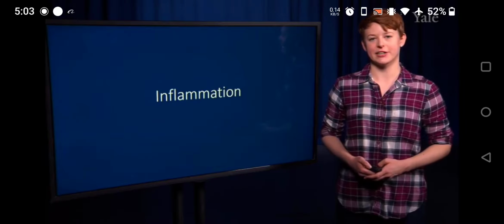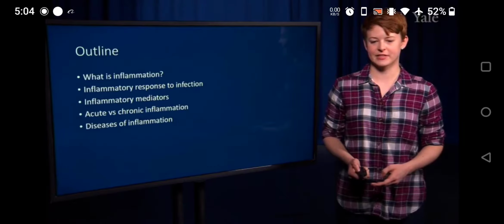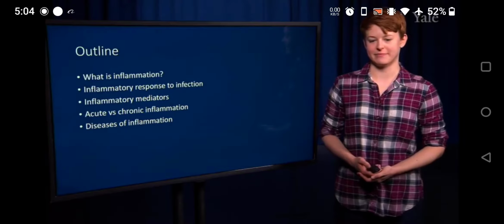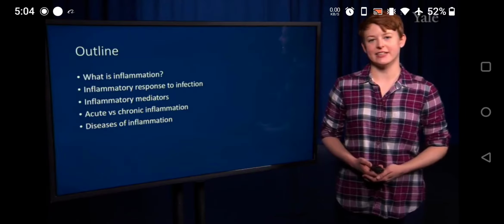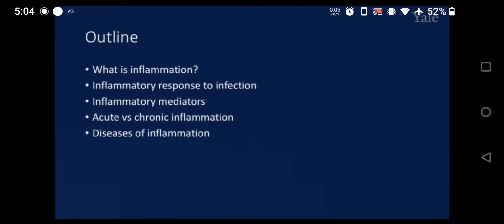So today we're going to start out discussing what is inflammation. And then we'll talk about the canonical inflammatory response that is most often discussed, which is the inflammatory response to infection. From there, we'll discuss some inflammatory mediators, some important molecules that help aid with the inflammatory response. And we'll discuss the differences between acute and chronic inflammation, as well as a few examples of diseases.